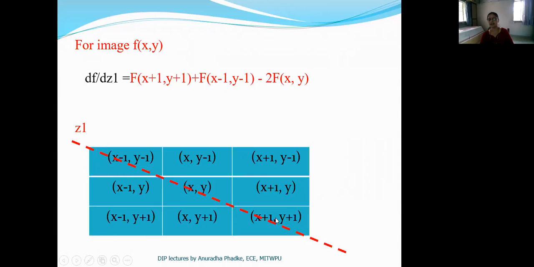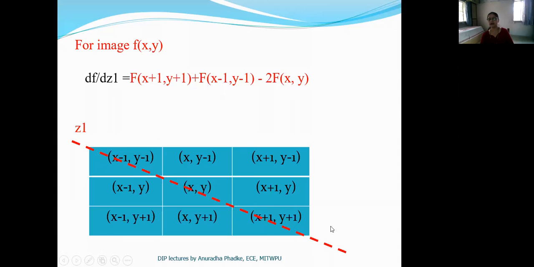In this case, these three pixels come into the picture. This is the pixel under consideration, so you will get a term minus 2 times fxy corresponding to this direction. Then we have to take into account this pixel, which is f of x minus 1, y minus 1. And we have to consider the next pixel, which is f of x plus 1, comma, y plus 1.